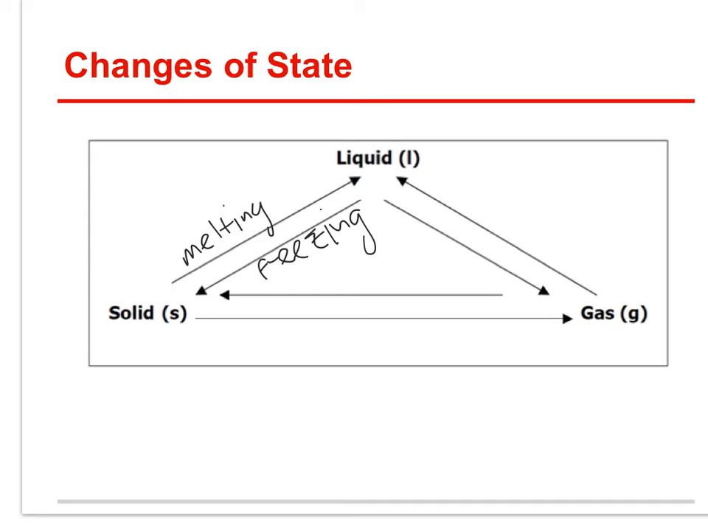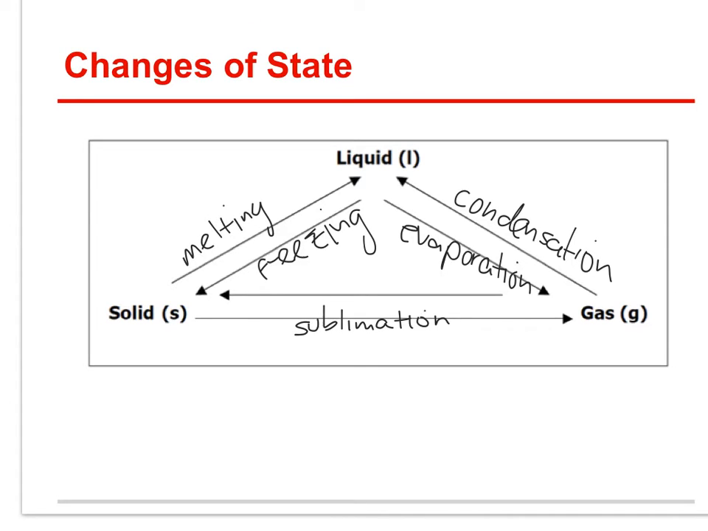A liquid to a gas would be evaporation. And going from a gas to a liquid would be condensation. Going from solid to gas is called sublimation. And going from a gas to a solid is called deposition.